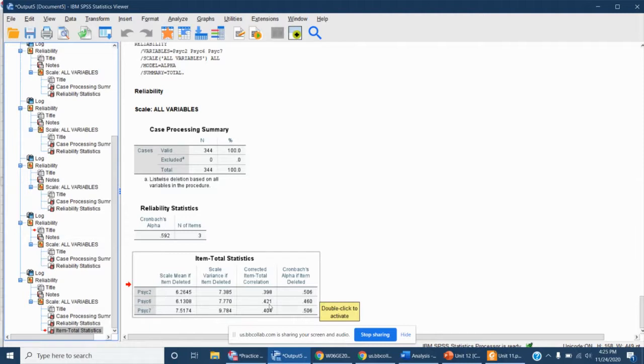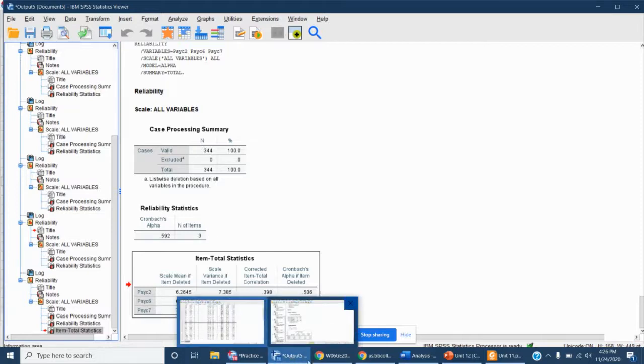Question number 6 of psychopathy: if I delete it, then its value will reduce further, from 0.59 to 0.46, which is not good for me. Similarly, for question number 7, if I delete it, the value will reduce from 0.59 to 0.506, which is not good. So it means that all three questions are equally important to me.